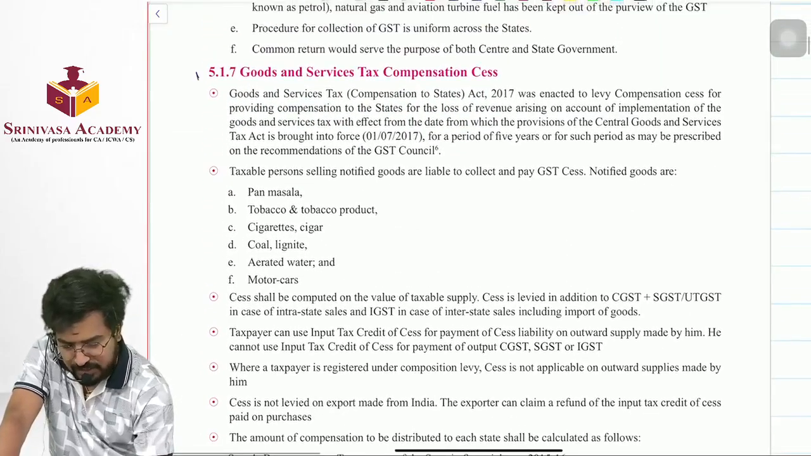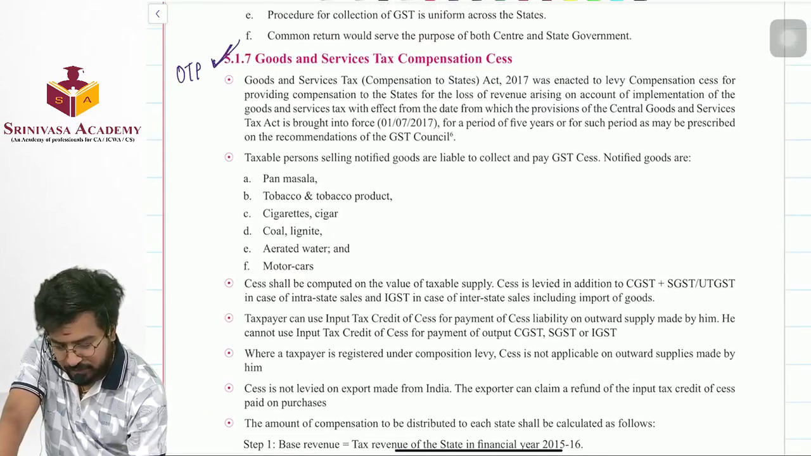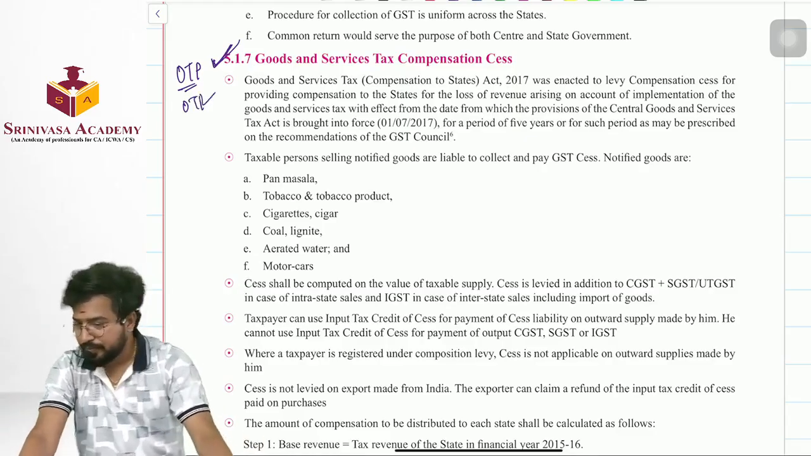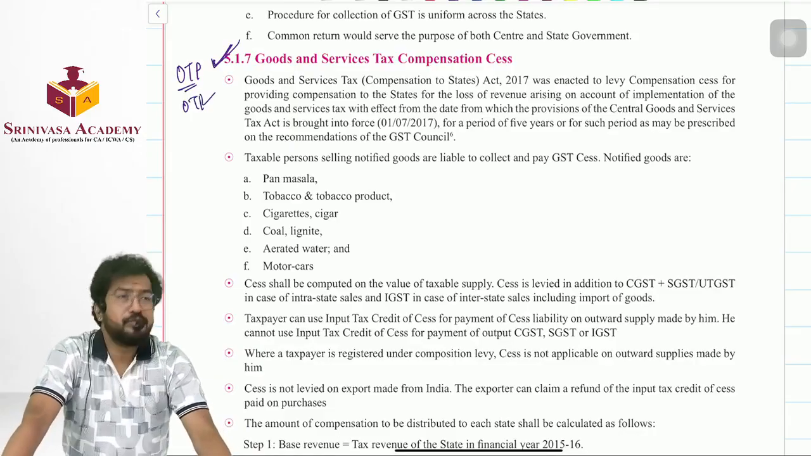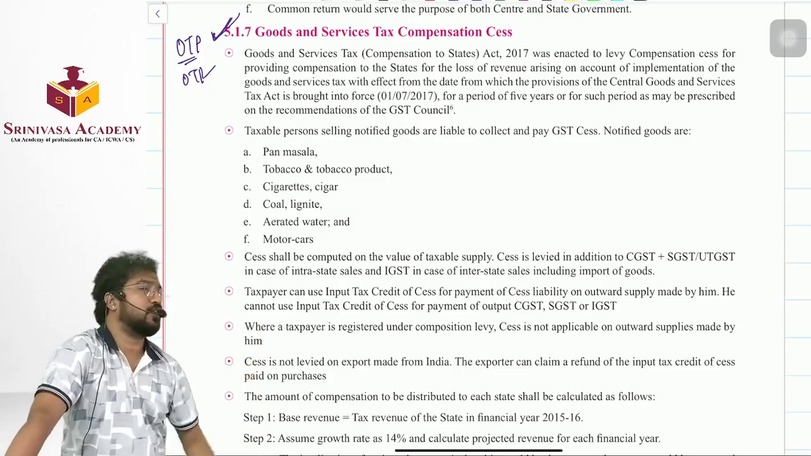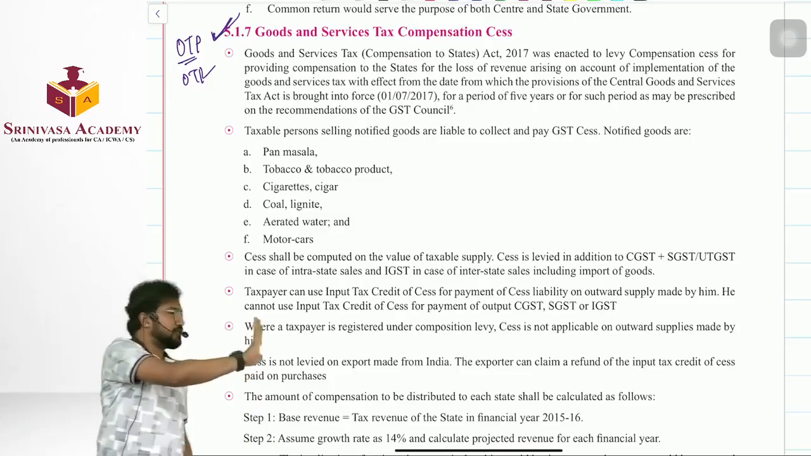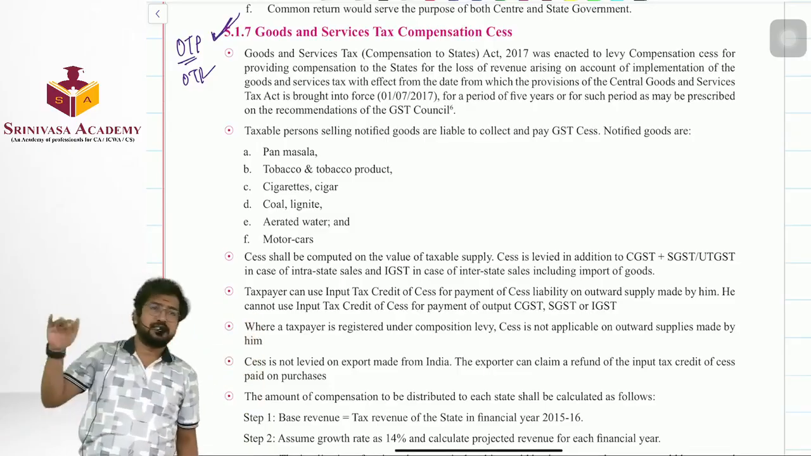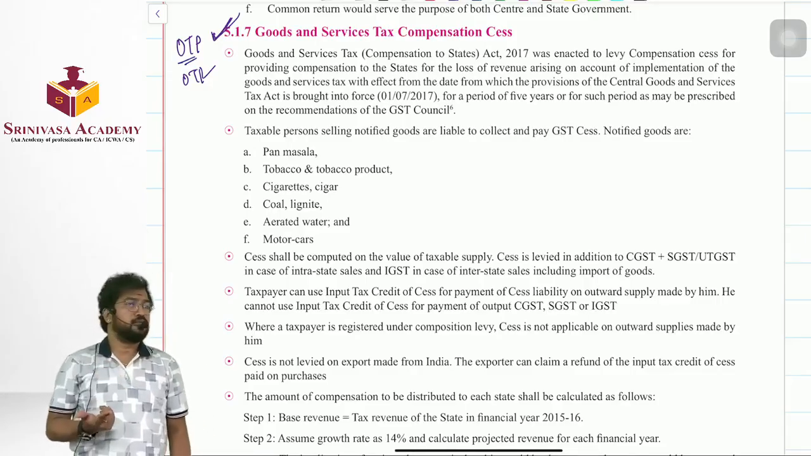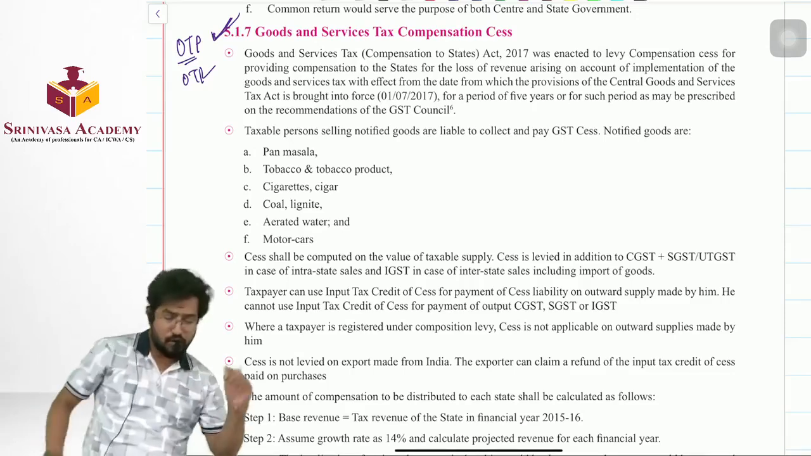GST compensation cess should not be tested now, but still take it as OTP, one time reading. Do you remember, GST compensation cess was levied by the government to compensate the states for the loss they incur because of GST. If state governments suffer any loss because of bringing GST, the central government has to compensate the states. For that, the central government needs revenue.